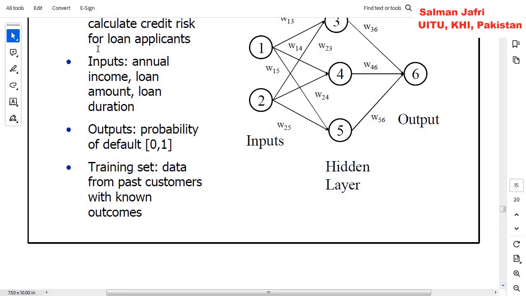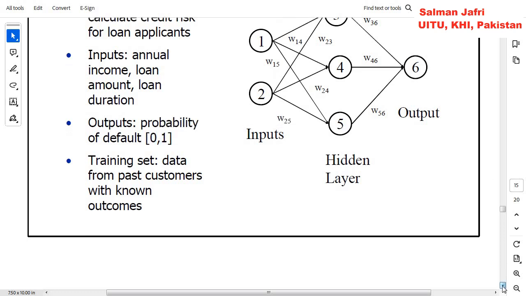So given the customer's annual income, loan amount and loan duration, the model would be able to predict whether the probability of default would be there or not. That's why we can find out.